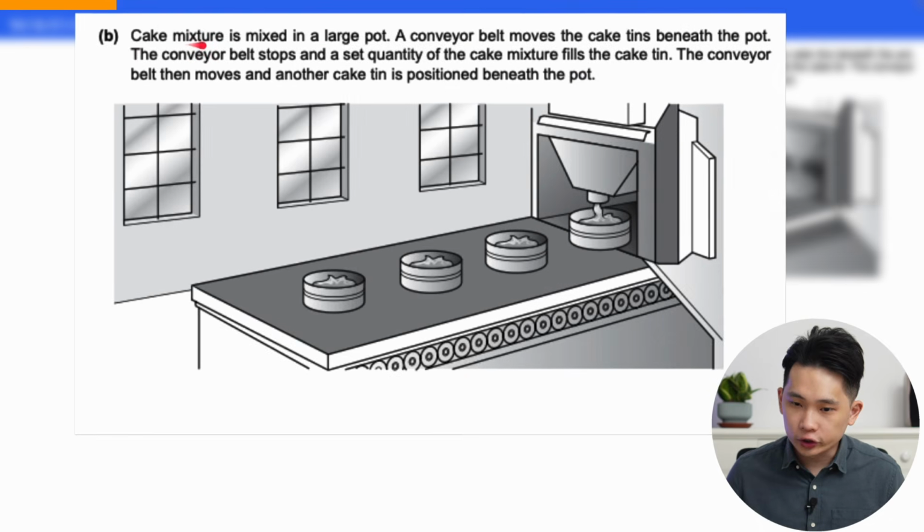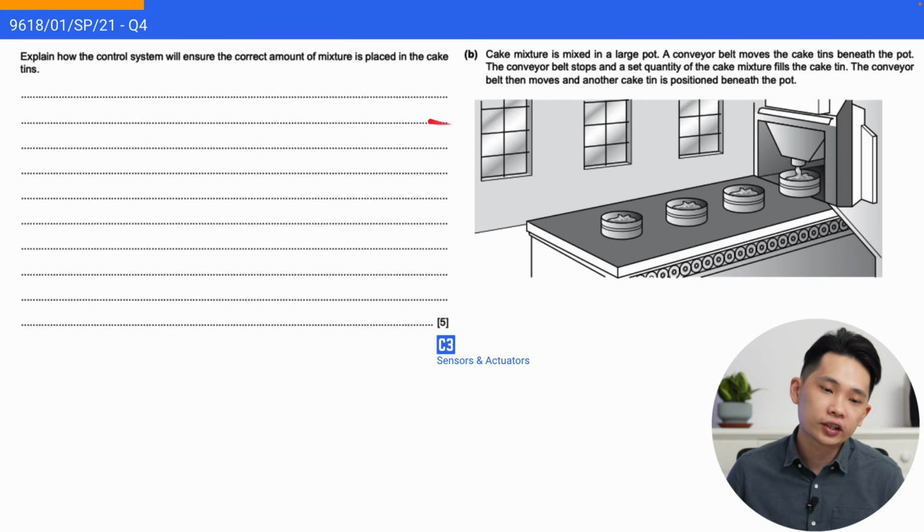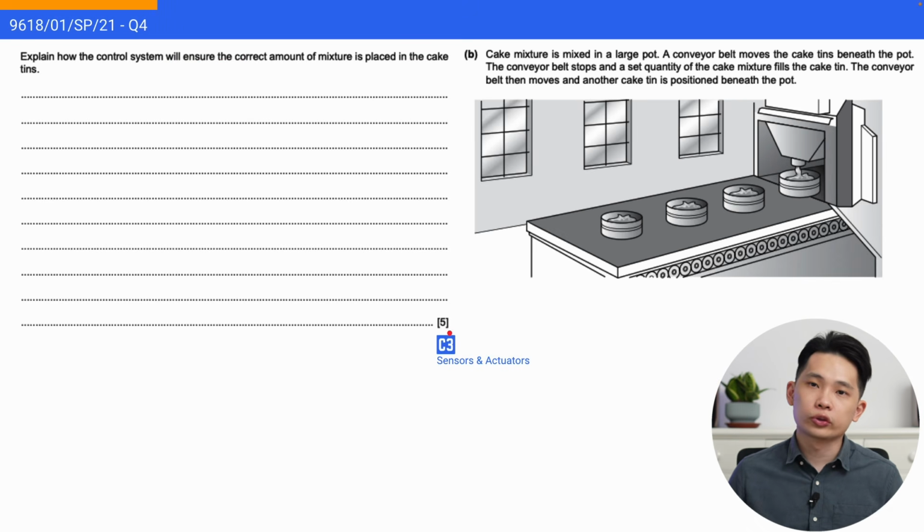Cake mixture is mixed in a large pot. A conveyor belt moves the cake tins beneath the pot. The conveyor belt stops and a set quantity of the cake mixture fills the cake tin. The conveyor belt then moves and another cake tin is positioned beneath the pot. And the question is, explain how the control system will ensure the correct amount of mixture is placed in the cake tins. This is a 5 marks question, and this is a slightly more complicated question.